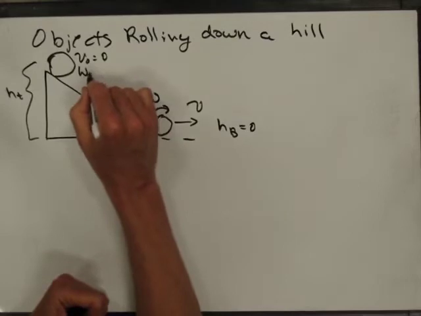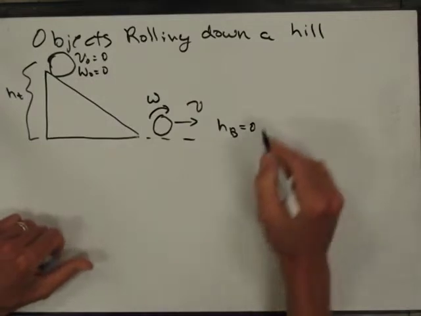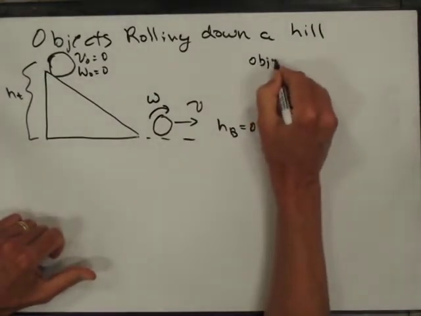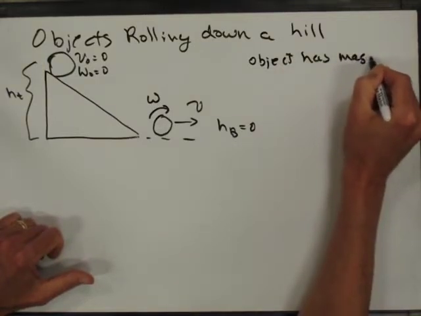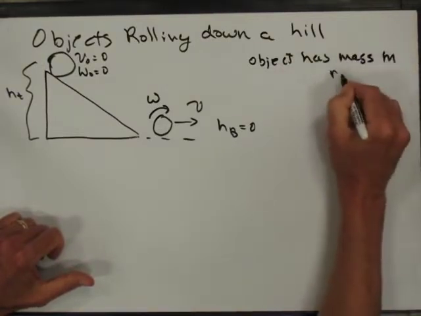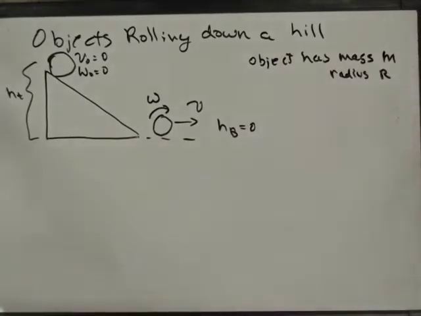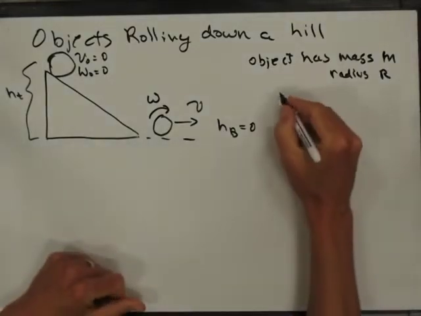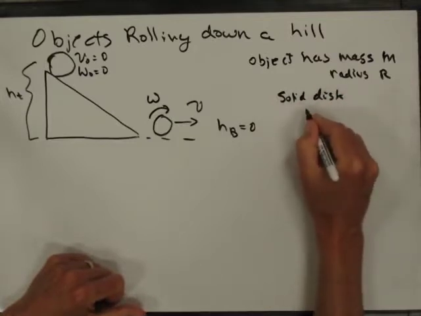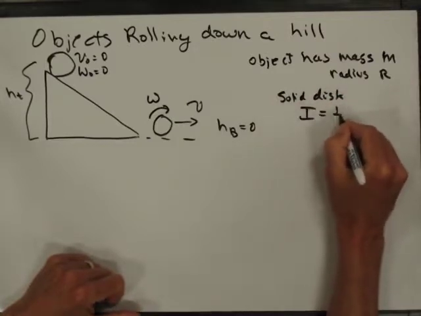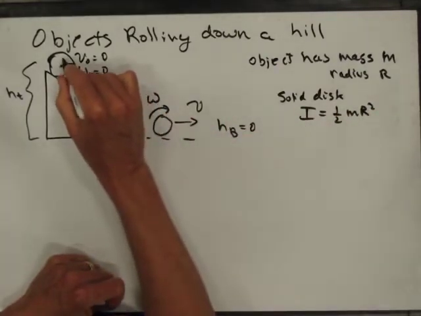If I want, I can say omega naught equals 0. And so we'll say the object has mass m and radius r, and I'm going to switch around, but for now, let's say it's a solid disk, and so I equals 1/2 m r squared, again where r is the radius.